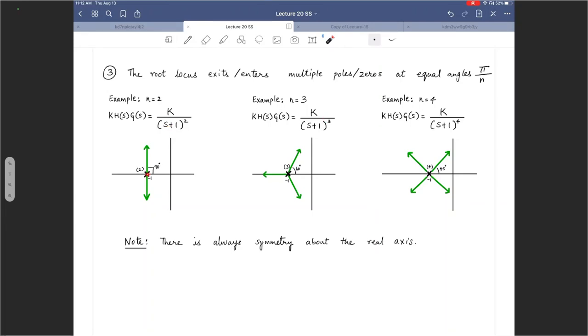Right? So you have 2 poles at -1 here, 3 poles at -1 here, and 4 poles at -1 here. So small n is 2, 3, and 4. In this case, they start at a pole, which means we are only talking about exiting. The root locus is going to exit out of poles, but for zeros it might enter. For these poles, it will exit the real axis at angles pi over 2, pi over 3, pi over 4.